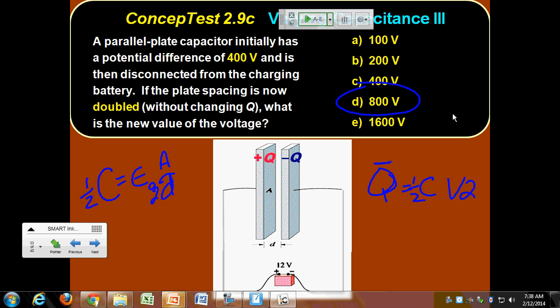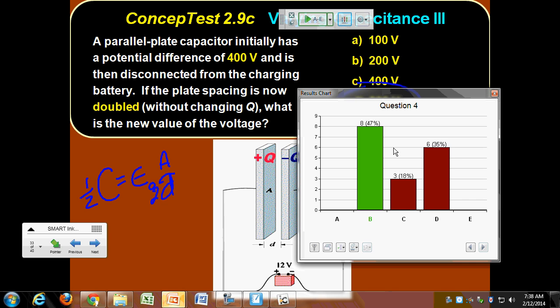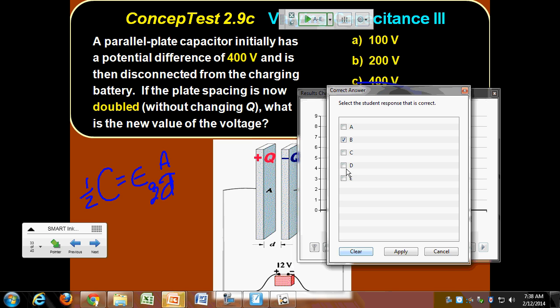Is that what I marked correct? No. Okay, yeah, so it should be D.